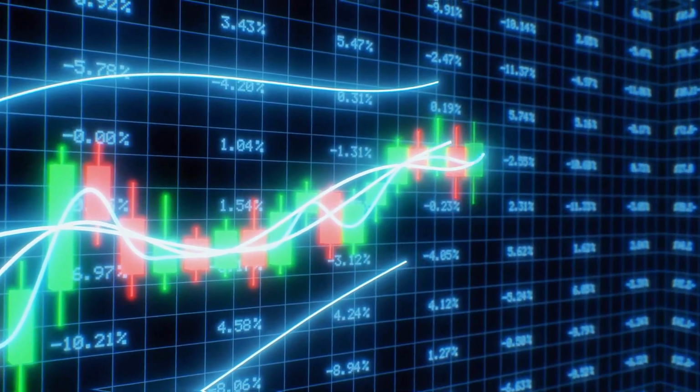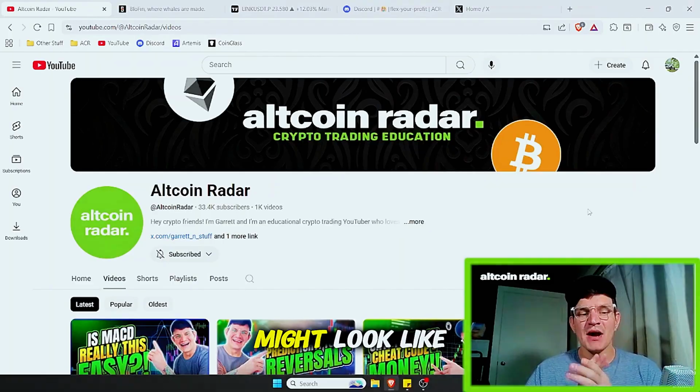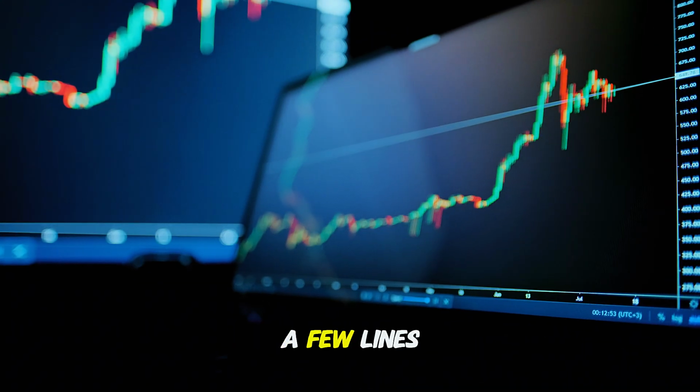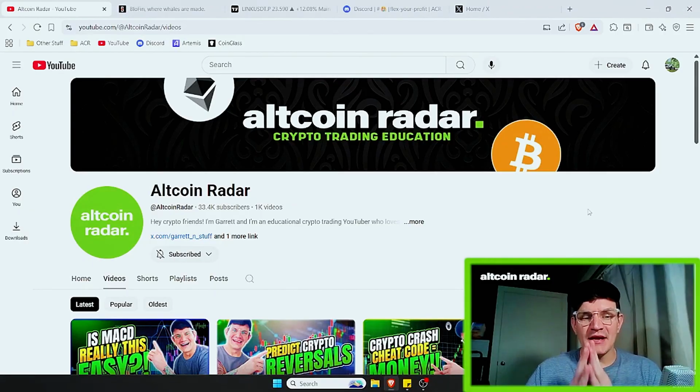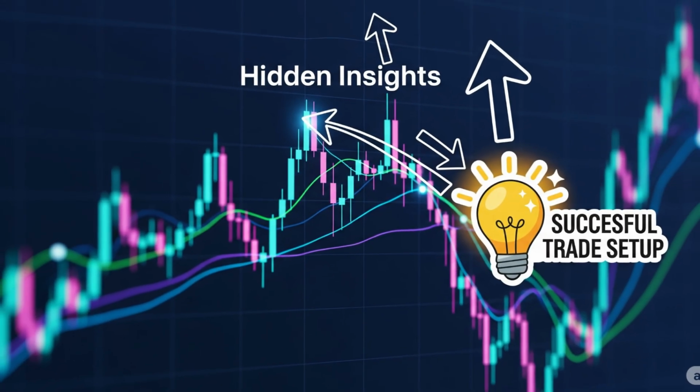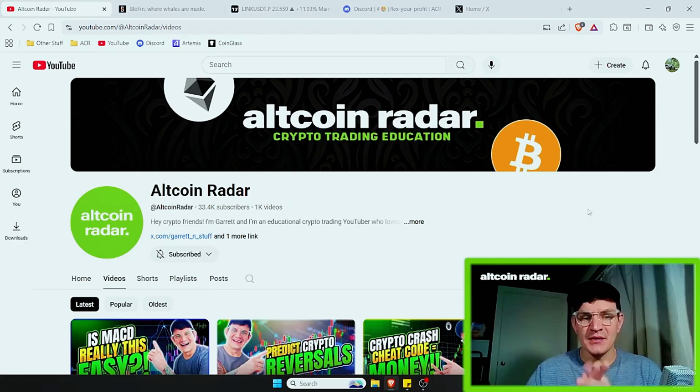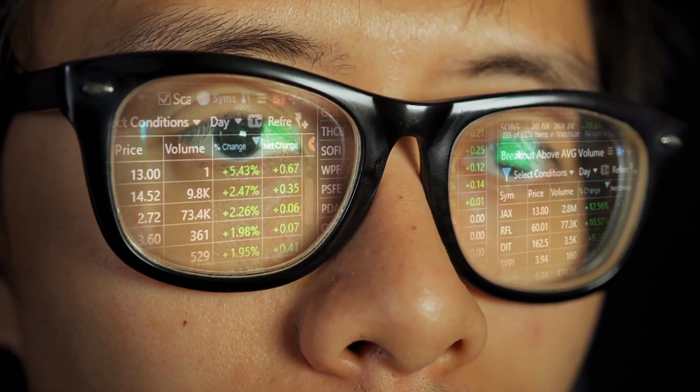Now, these lines that I'm going to be showing you guys today might look like nothing more than a few lines on a crypto chart, but hidden inside of these lines is a very simple way to spot high probability trades. And once you understand how these lines work, you will never look at the market the same way again.